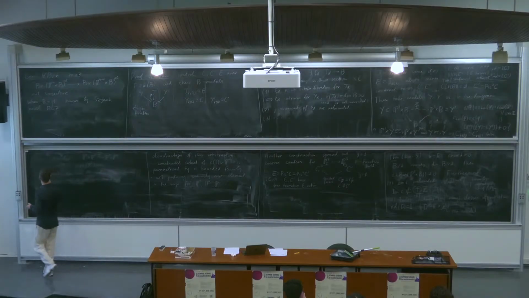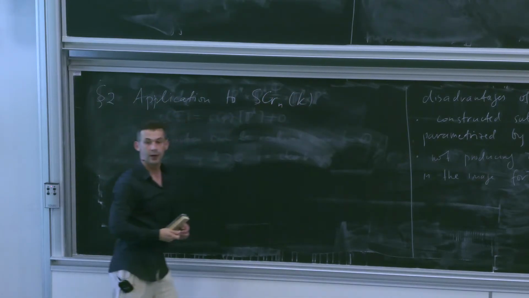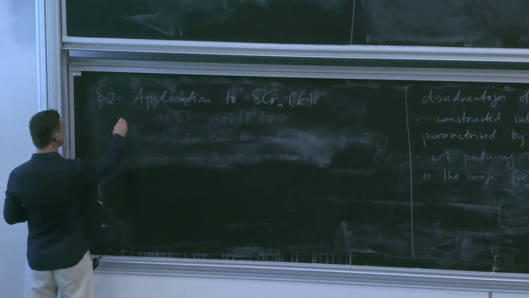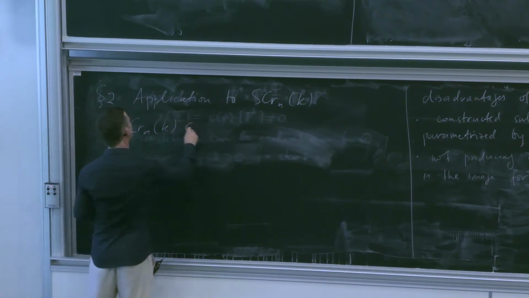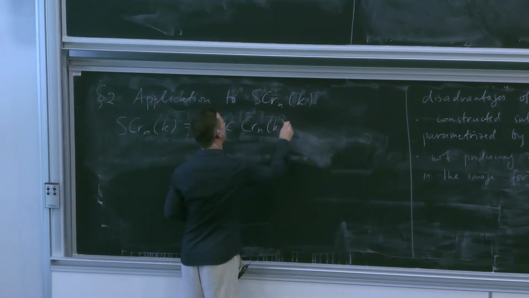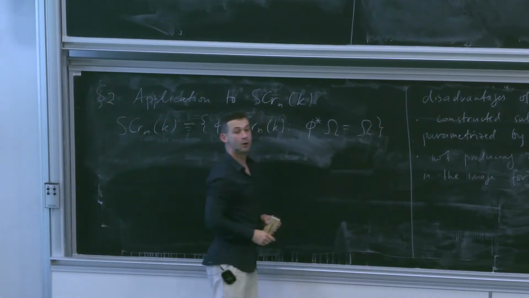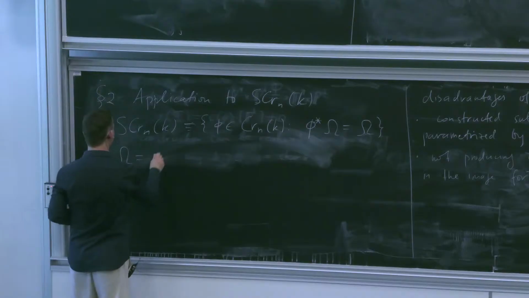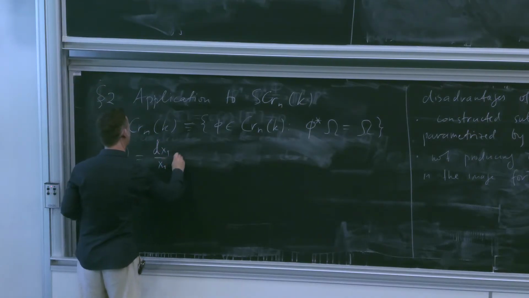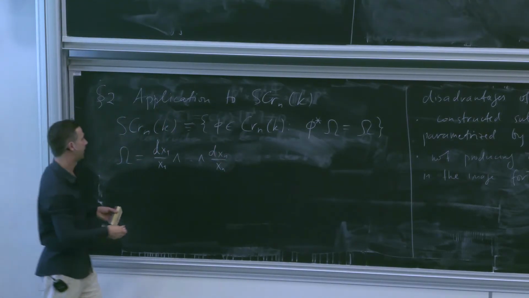Okay, so we'll do some easier to appreciate things now. We'll do applications to special Cremona. So I have to remind you what special Cremona is. That's a certain subgroup inside Cremona consisting of maps which preserve the volume form. The volume form is the standard torus volume form, the top form on the torus.